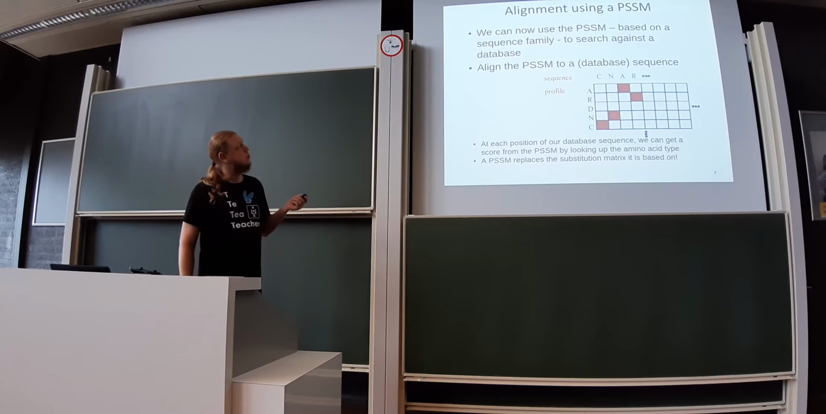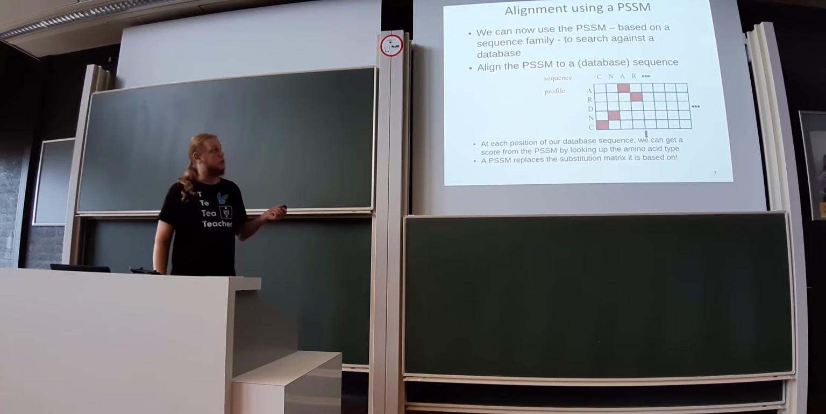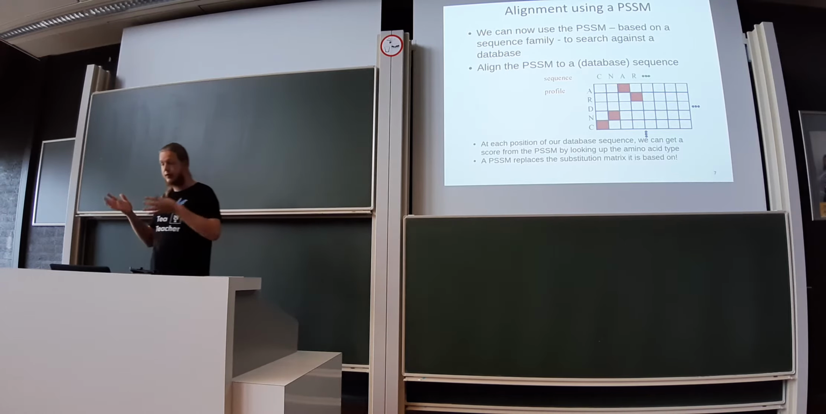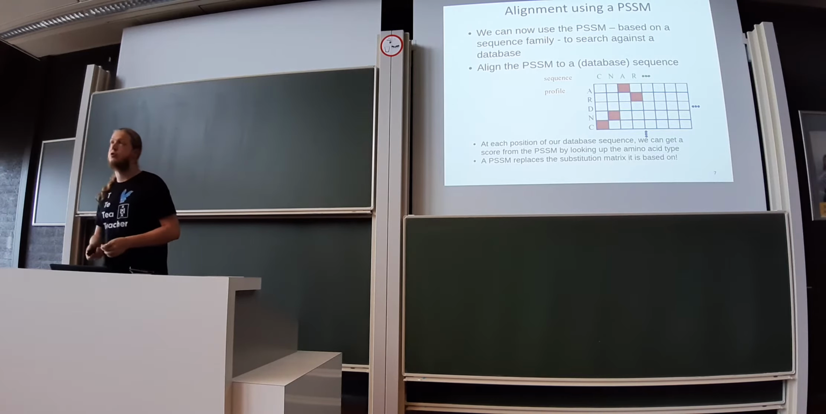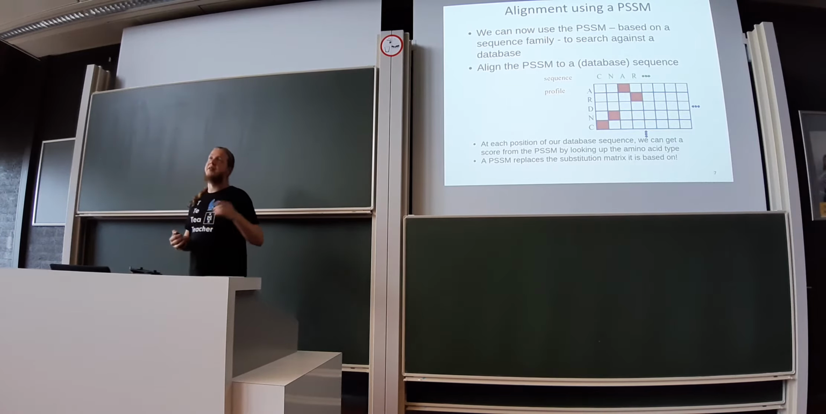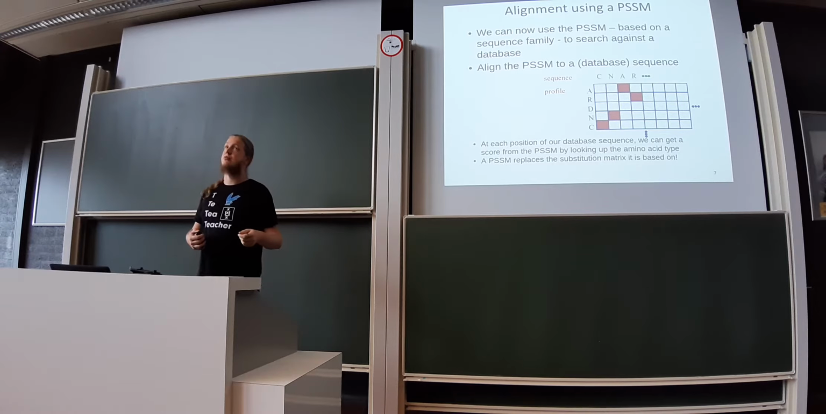If you use this profile, you can search against the database again, and what you're doing then is instead of aligning a sequence, you're aligning the PSSM to the sequences in your database. And then in each position of the sequence that you find a hit for, you get a new count of how often you find the amino acid in a certain position. And this then becomes your profile for the next iteration.